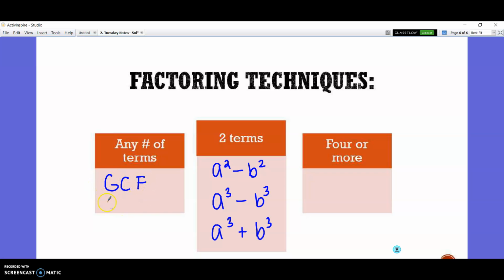So always check for GCF first. Then if you have 2 terms left, look for any of these. If it's 4 or more terms, you look for the GCF first, no matter what. And then you're going to do factor by grouping. Okay, so those are our techniques for factoring.